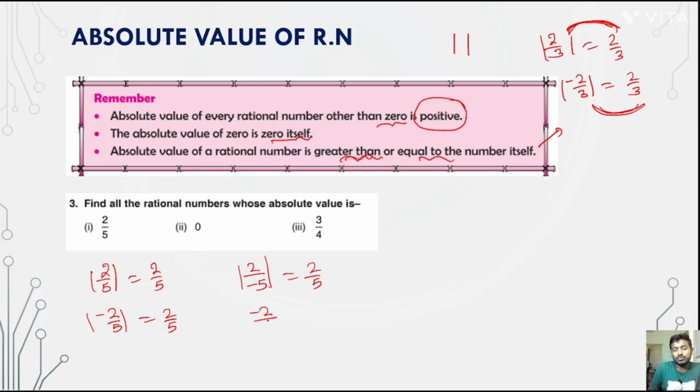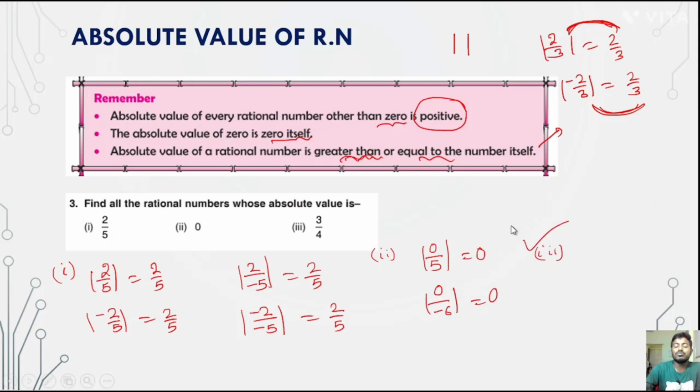Similarly, minus 2 divided by minus 5, the absolute value is also 2 by 5. Yes or no? Minus 2 by minus 5, the absolute value is 2 by 5. Similarly, 0 by 5, the absolute value is 0, or 0 by minus 6, the absolute value is 0. Similarly, you can write the numbers whose absolute value is 3 by 4.